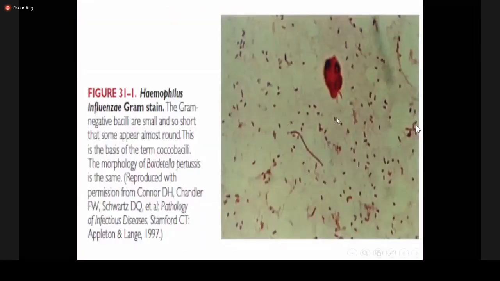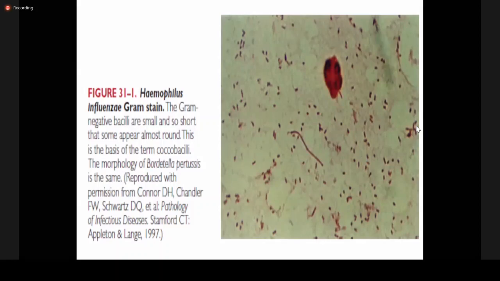So you can see that these are gram negative, coccobacilli, pleomorphic, meaning multiple shapes. Some of them are long bacilli, some of them are almost cocci-like, you can see them, cocci. Some of them are filamentous forms. This picture is pleomorphic. Other microorganisms may be similar, for example Bordetella pertussis, the bacterium that causes whooping cough, or pertussis.